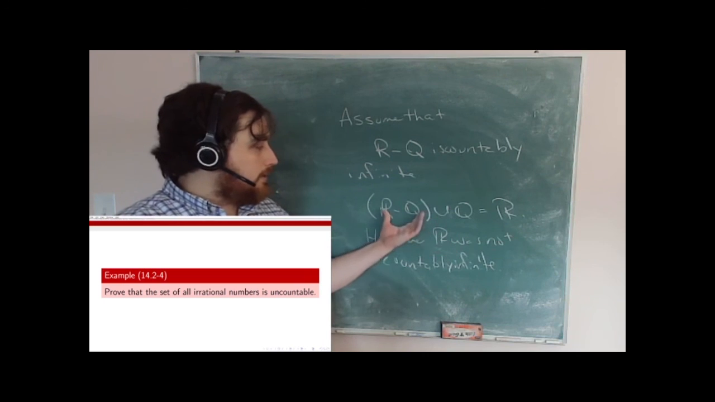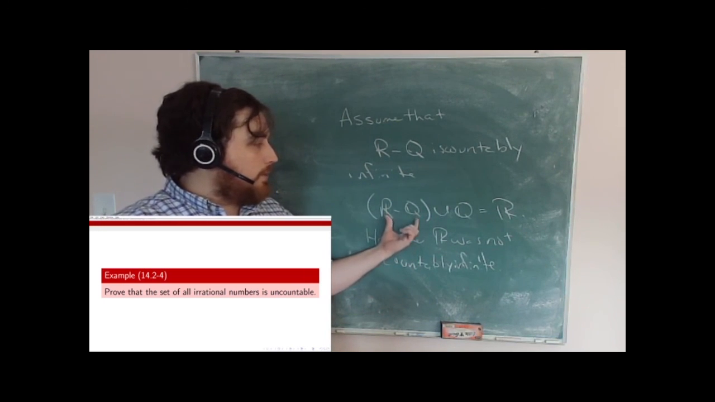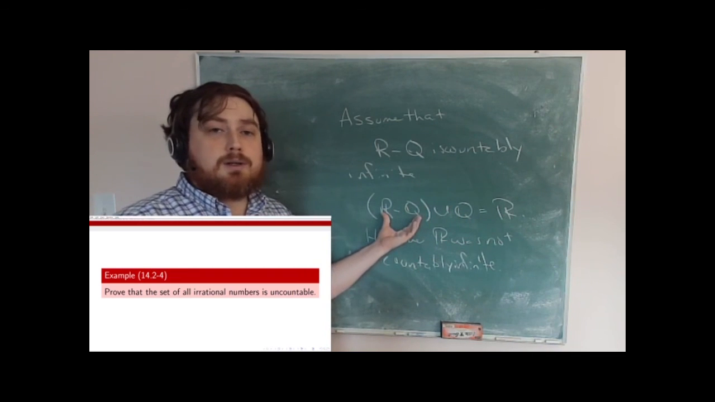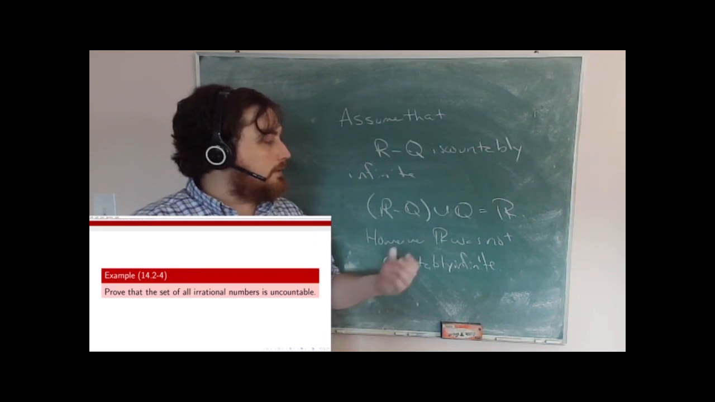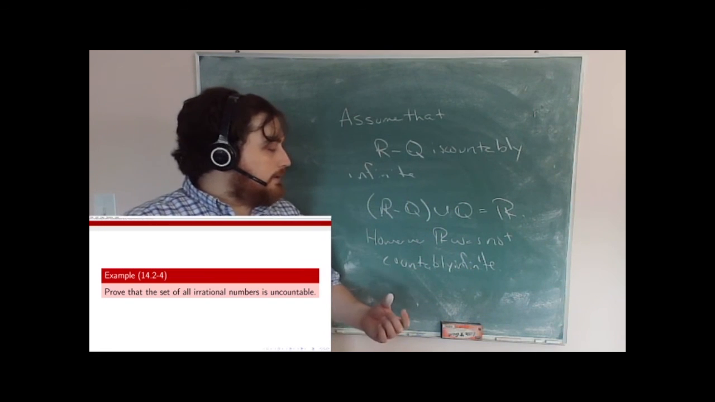So notice that these are uncountably infinite, and what that's really telling me is that there are many more of these than these. That is, the cardinality of R not Q is strictly bigger than the cardinality of Q, because the cardinality of Q was countably infinite.